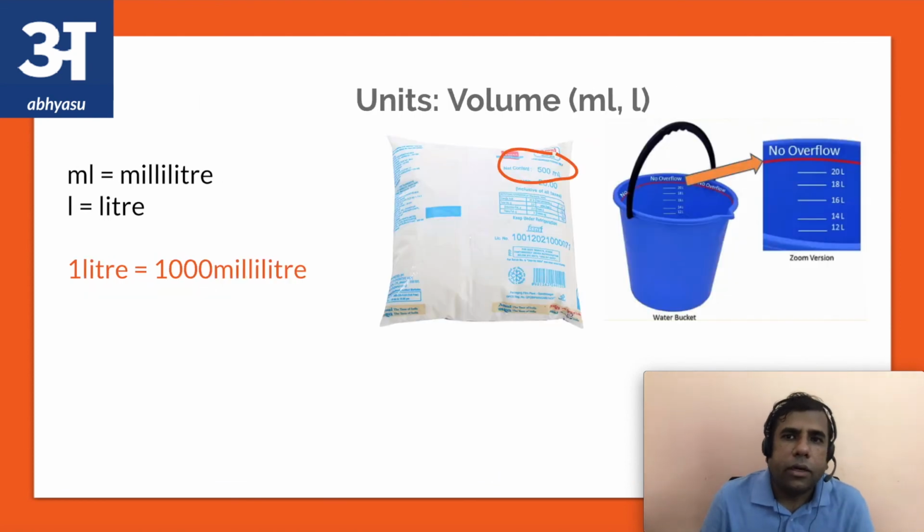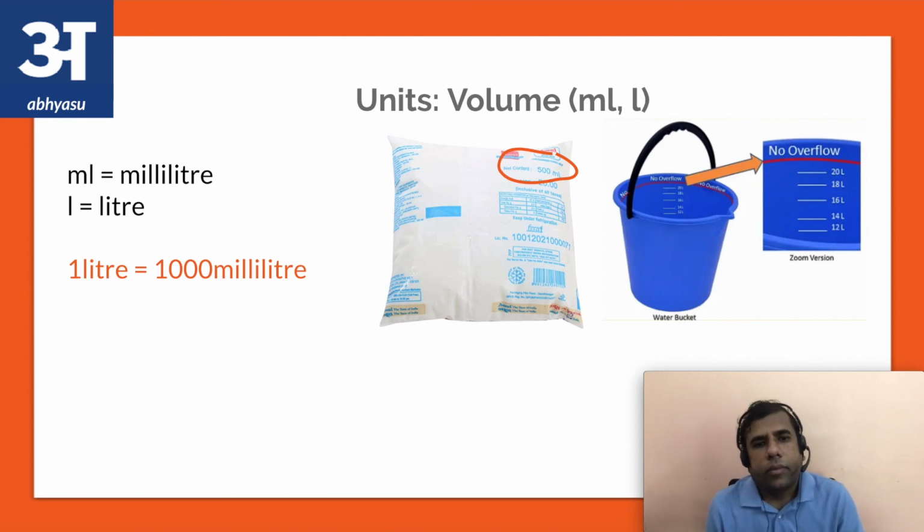Let's look at how we measure volume. We measure volume by milliliter or liter, right? So 1 liter is 1000 milliliter. If you look at the milk packet that you get at your home, there will typically be content written over there in milliliter or 1 liter, something like that. This particular packet has 500 ml, that's milliliter. Then if you look at your water buckets, they are typically measured in liters. So they may have some markings, although typically they don't, but some do. So there will be some liters marking in the buckets.